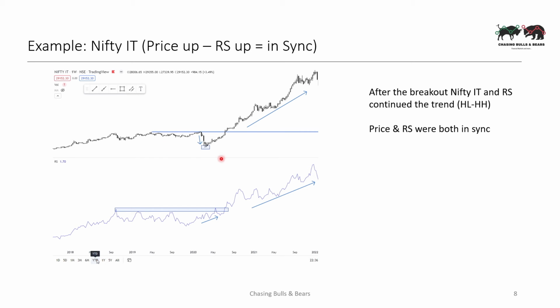What we see here is after the fall of COVID, Nifty IT gave a breakout. Also, the relative strength gave a breakout. So both were in sync, price and relative strength, and we had a major rally.